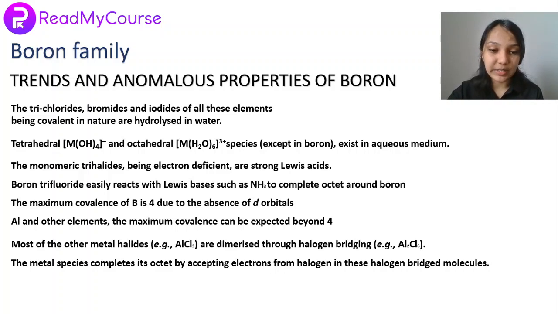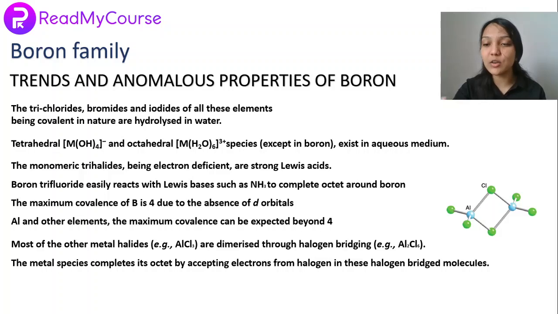And most of the other metal halides, that is Al2Cl6, are dimeric through halogen bridging. We saw it in the case of AlCl3, right? Two aluminium atoms are bridged by two chlorine atoms, and that is Al2Cl6. The octet is complete. They are stable because of the bridging of the halogen atoms. And the metal species completes its octet by accepting electrons from halogens in the halogen bridge molecule. It attains stability, that is, it gains an octet by accepting the electrons from these bridged halogen molecules.